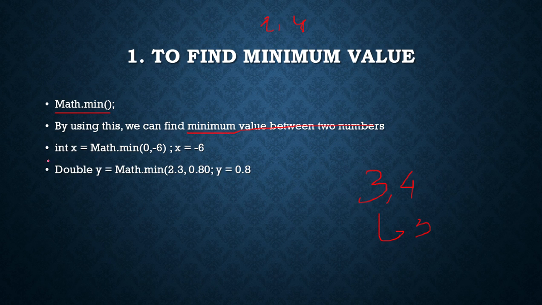Look at an example. int x is equal to Math.min(0, -6), which is smaller? If you take a number line, you obviously get that minus 6 is the smaller number, and Java will give minus 6 as the answer. Next is double. Sorry guys, the d is a small d. double y is equal to Math.min(2.3, 0.80). What will it give? 0.80, or 0.8, both are correct.